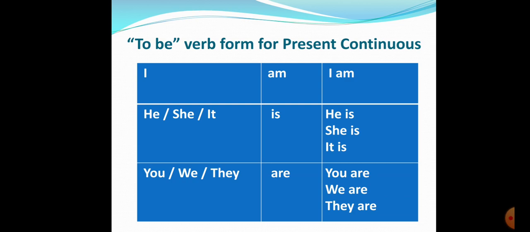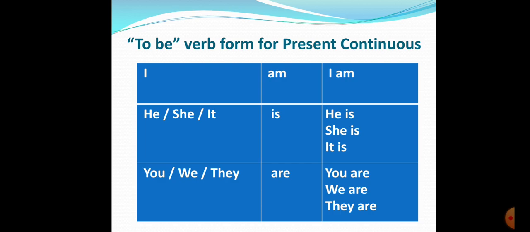Then you go to the middle column. In the middle column you will find am, is and are, as I said before, the to be form of verbs. And on your right side, I have combined the subject plus to be form of verb, so you get the third column, the last column, where I have combined both of them. Let's look at it again.